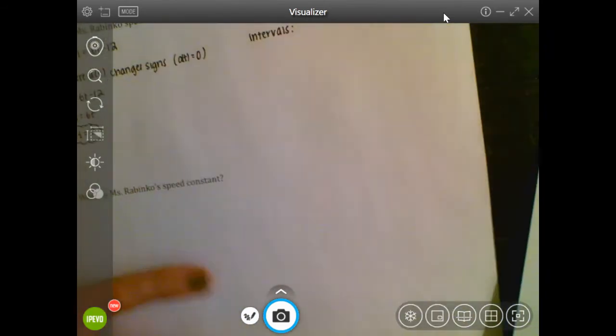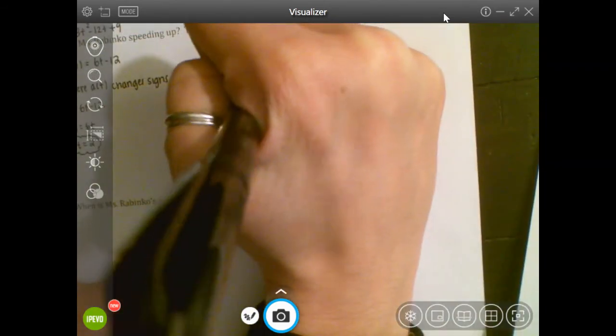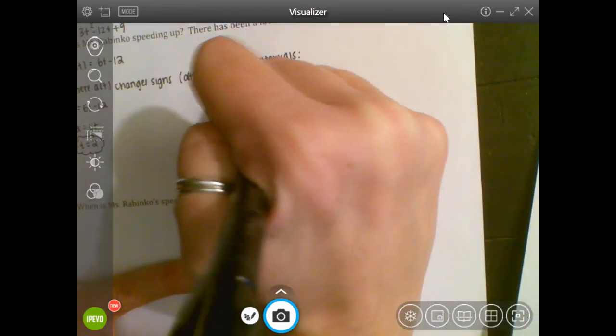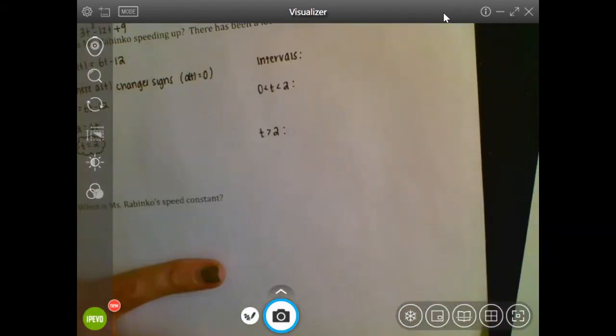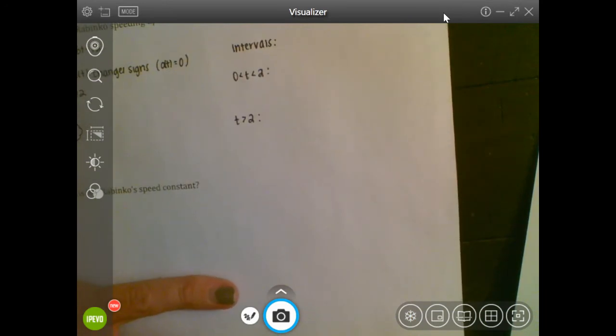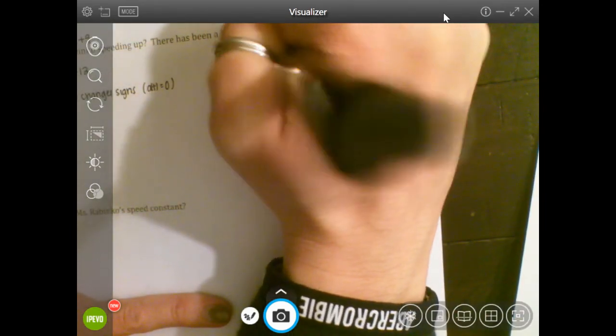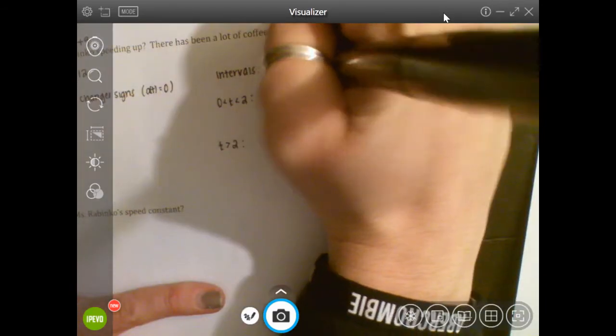So I'm going to set up my intervals here. My intervals are from 0 to 2, and my interval is anything greater than 2. And what I need to do on those intervals is determine what the sign of a of t is going to be. Is it going to be positive or negative? So I'm going to again pick a value in the interval, but this time I'm going to test it in the a of t function.